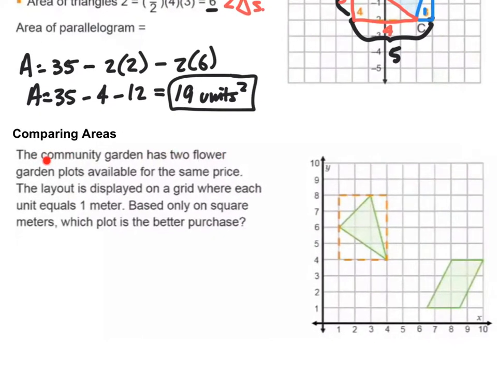All right, so then let's take a look at this other problem down here. It says, the community garden has 2 flower garden plots available for the same price. The layout is displayed on a grid where each unit equals 1 meter, so each square is 1 square meter. Based only on square meters, which plot is a better purchase? So you have this option where you have a triangular piece, or you have a parallelogram garden plot.